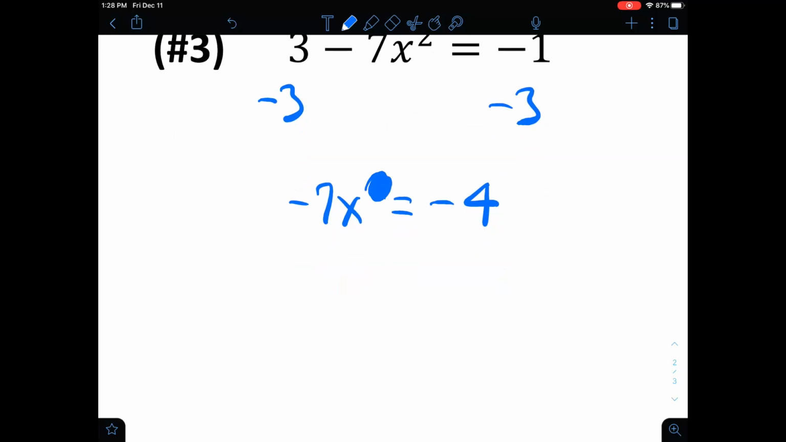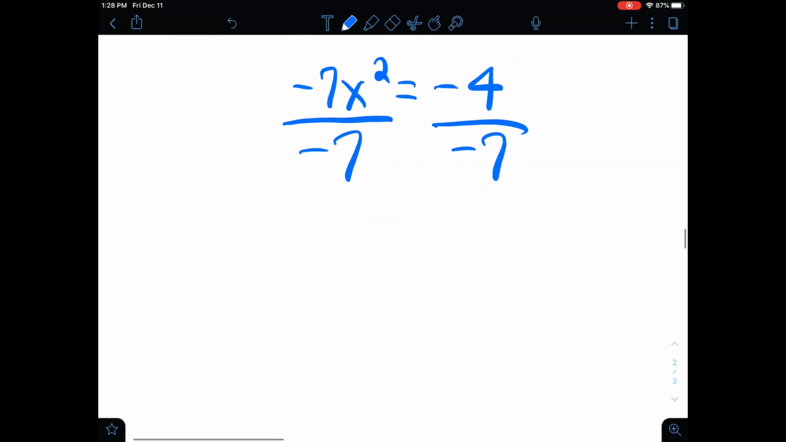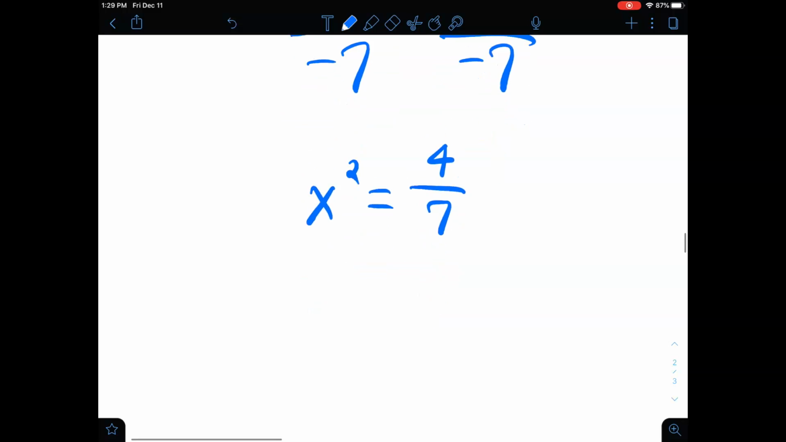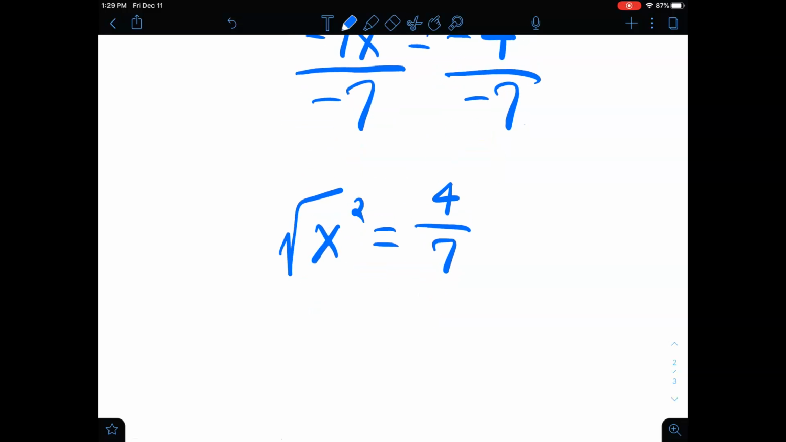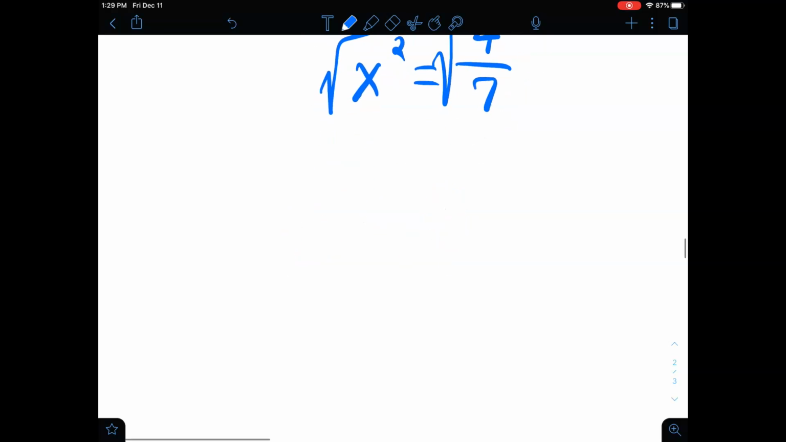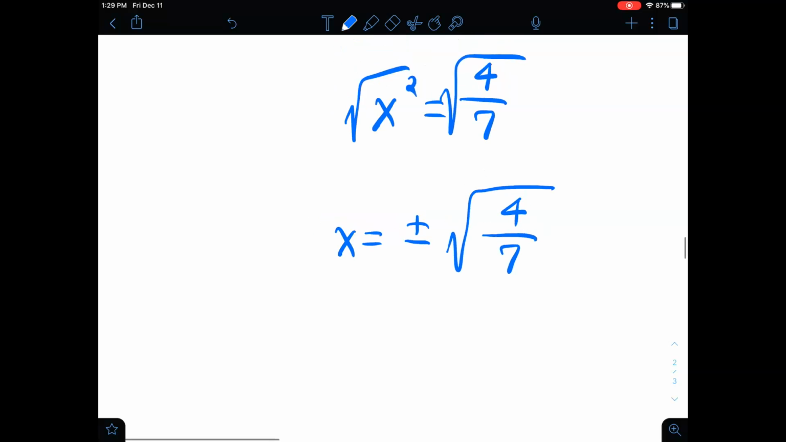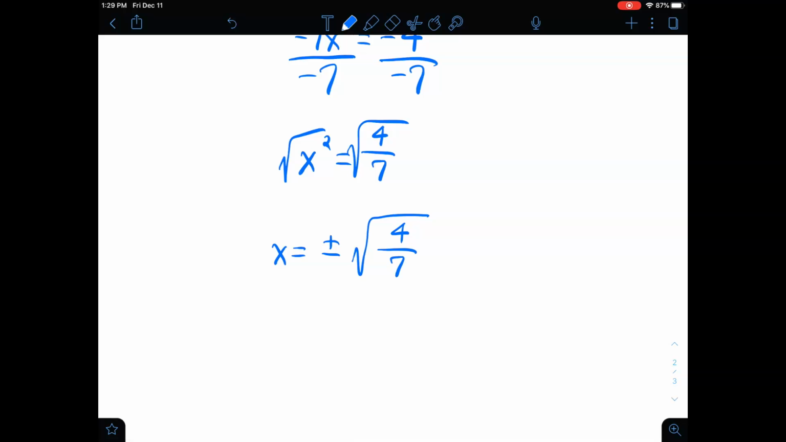Now, if I just had negative 7x equals 4, what would I do next? Well, I'm going to divide by negative 7 on both sides. And I get x squared equals negative 4 divided by negative 7, which doesn't divide evenly, so we're just going to get 4 over 7. Now we have to get rid of that square, so we're going to take the square root of both sides. So we get x equals plus or minus the square root of 4 over 7. Just make sure you add plus or minus when you take the square root.